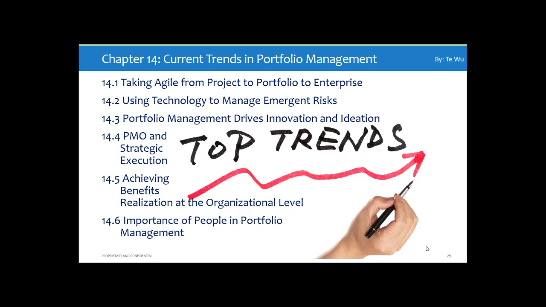Four, PMO and strategic execution, how they work together with portfolio management to make the organization stronger and more value oriented. Five, achieve benefit realization at the organization level and how it ties with portfolio management in making that possible. And finally, six, in the last section of this chapter, the importance of people in portfolio management, something we talked about quite extensively throughout the book. But here we want to summarize our view.